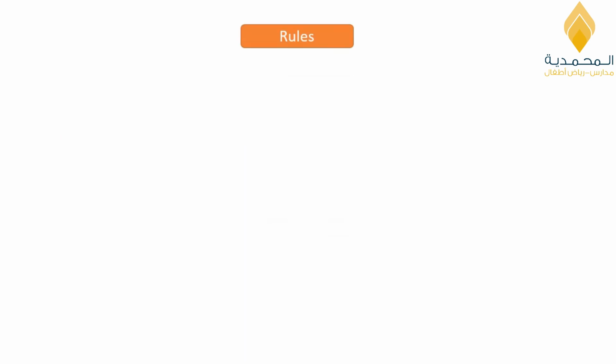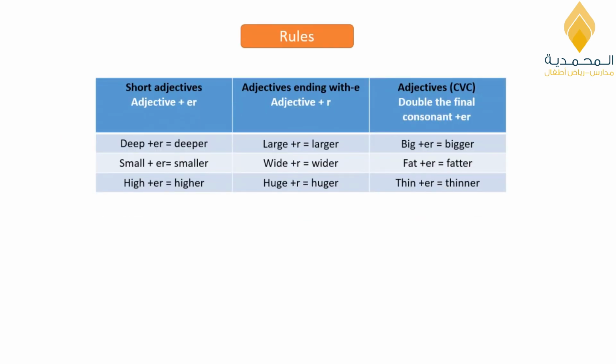Now let's learn some rules for comparative adjectives. For short adjectives, we just add er, like deep with er becomes deeper. Small with er becomes smaller. High, er, higher. Now adjectives that end with e, we just add r. Like large. There is e at the end of the adjective, so we just add r. It becomes larger. Wide with r, wider.